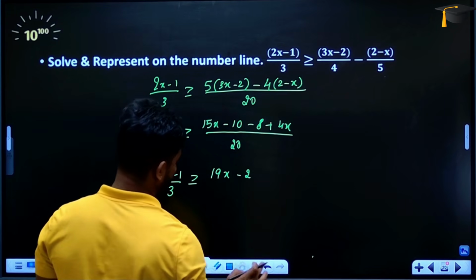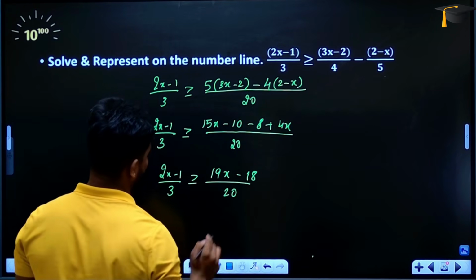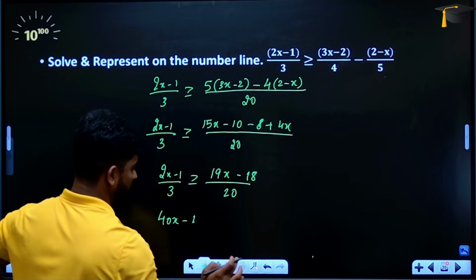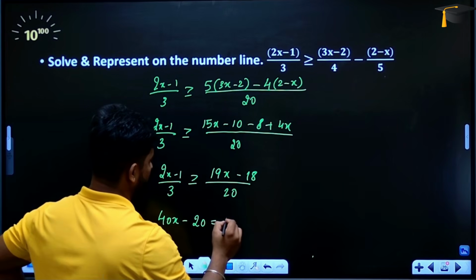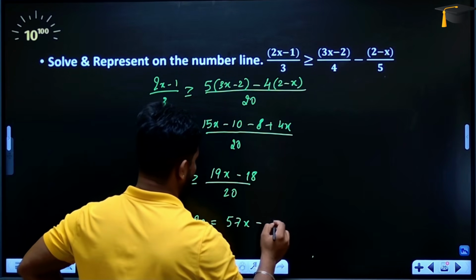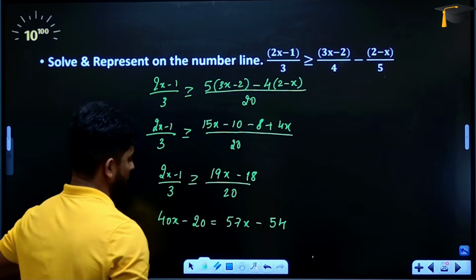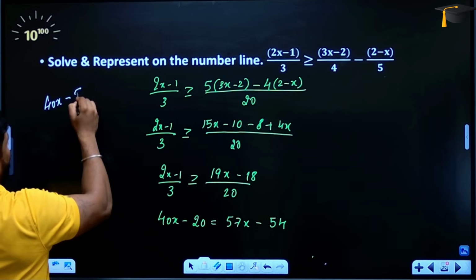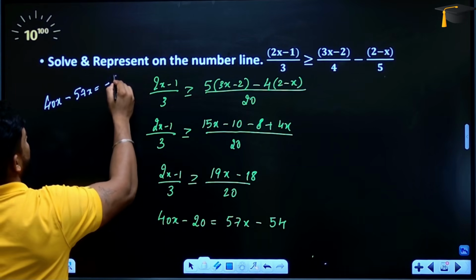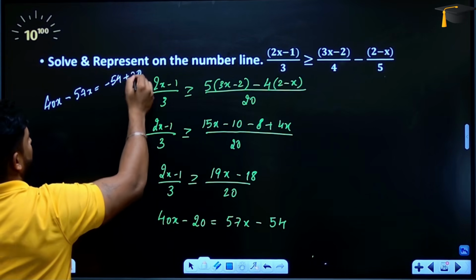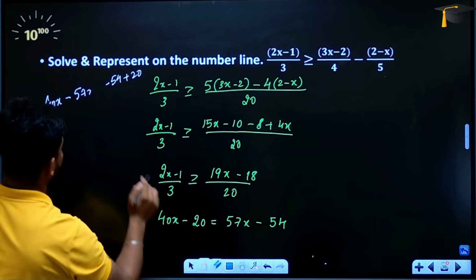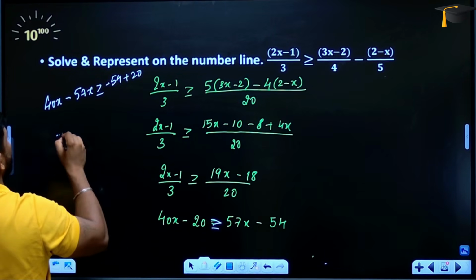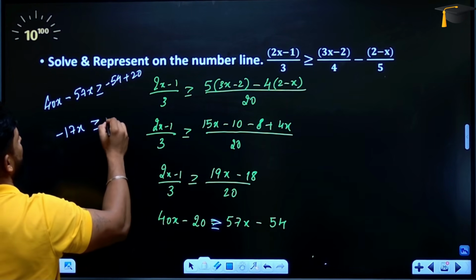After that, cross multiplication, so 40x minus 20 greater than or equal to 19 3s are 57x minus 18 3s are 54. Now solve this further. So 40x minus 57x is greater than or equal to minus 54 plus 20. So this gives minus 17x greater than or equal to minus 34.